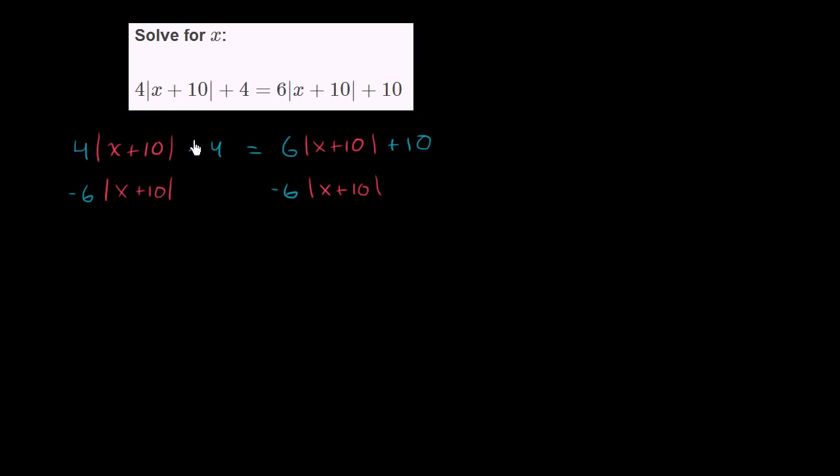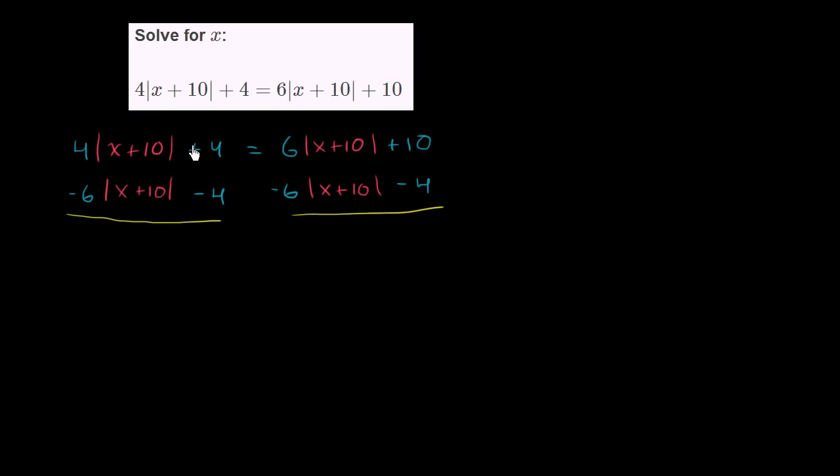So we're going to have minus 6 times the absolute value of x plus 10. And likewise, I want to get all my constant terms. I want to get this 4 out of the left-hand side. So let me subtract 4 from the left. And then I have to also do it on the right. Otherwise, my equality wouldn't hold. And now let's see what we end up with.